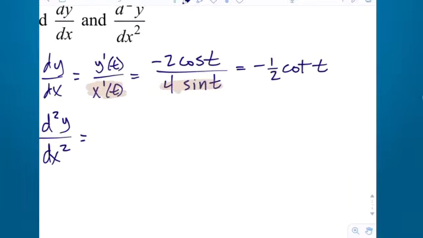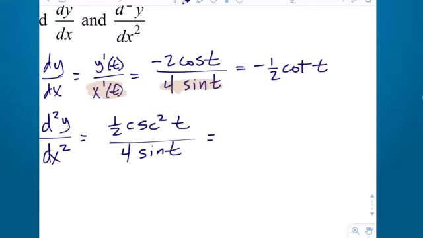So this did help to simplify, so we don't have to use the quotient rule. So what's the derivative of cotangent? Cosecant squared. Negative, right? Negative cosecant squared. So the negative times the -1/2 becomes +1/2 cosecant squared. And then I divide that by another x prime, which is 4 sine of t. So if I'm going to simplify that, what's 1/4 of a half? An 8. And if I bring the sine to the top, it becomes another factor of cosecant. That could become cosecant cubed of t over 8, or 1/8 sine cubed of t, either one.